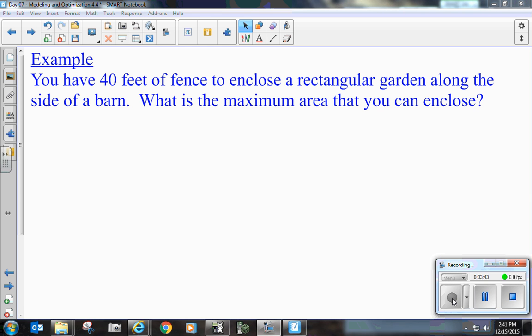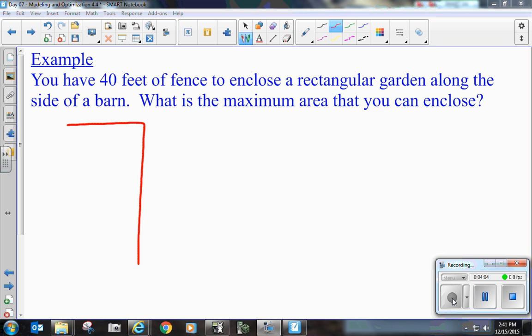The next example we have here says, you have 40 feet of fence to enclose a rectangular garden along the side of a barn. What is the maximum area that you can enclose? Don't start assuming that you have 2 lengths and 2 widths of fence. All right, let me explain to you in a picture. Here's my barn. This is my barn right here.